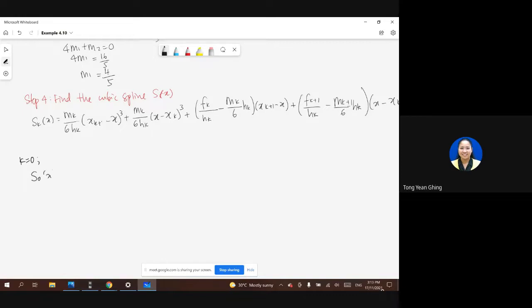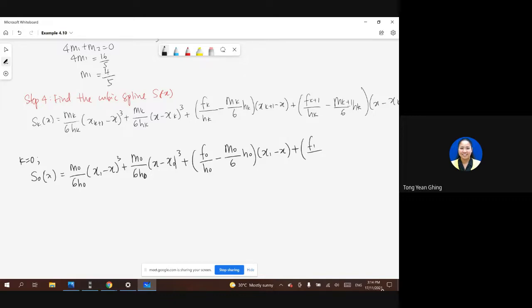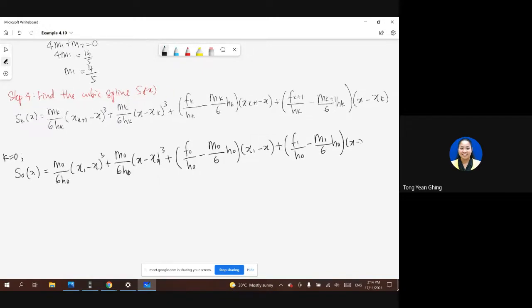So this means S naught X equal to M naught over 6 H naught times X1 minus X power of 3, plus M1 over 6 H naught times X minus X naught power of 3, plus F naught over H naught minus M naught over 6 times H naught, times X1 minus X, plus F1 over H naught minus M1 over 6 times H naught, times X minus X naught.